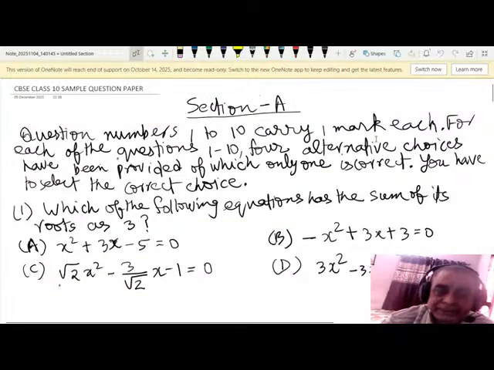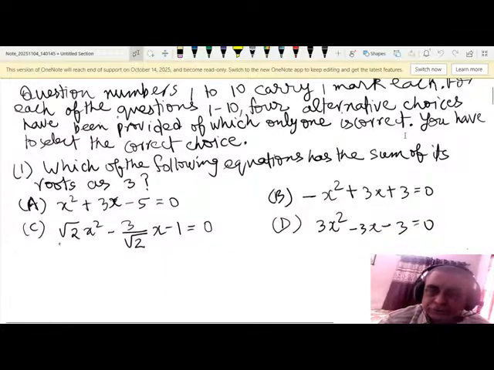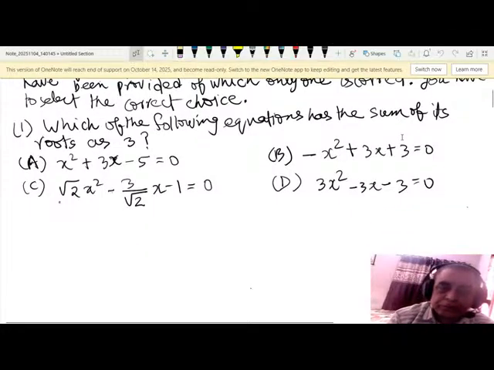Here it is saying that in section A there are 10 questions of 1 mark each, and we have to choose a correct choice from the four given choices. So, number one, which of the following equations has the sum of its roots as 3?